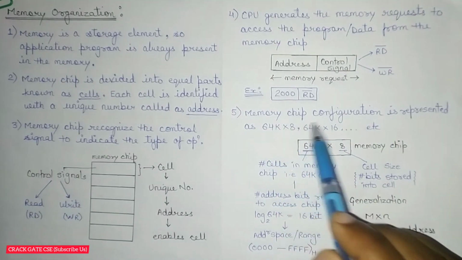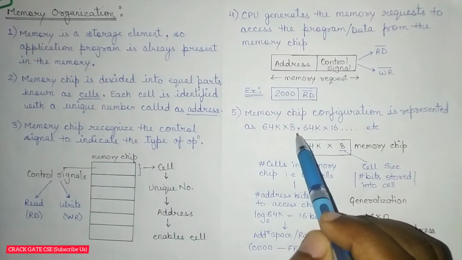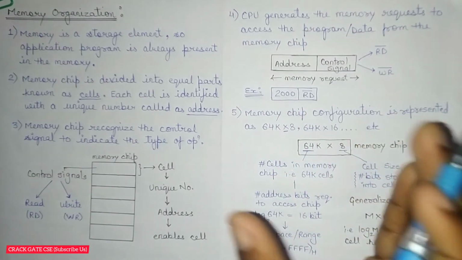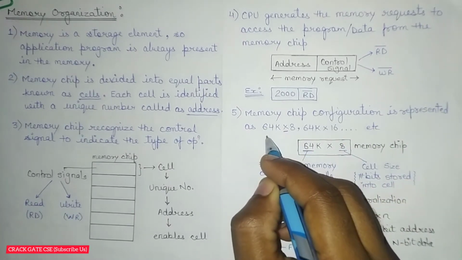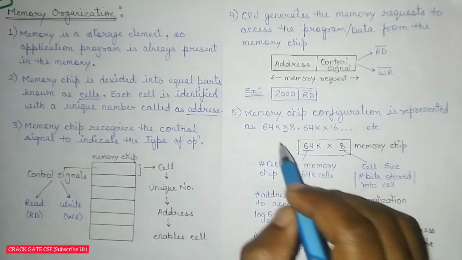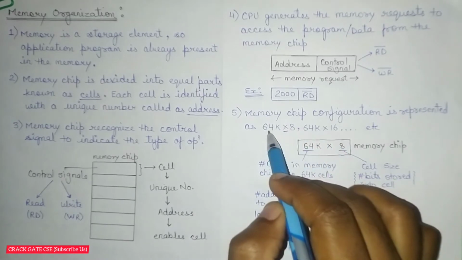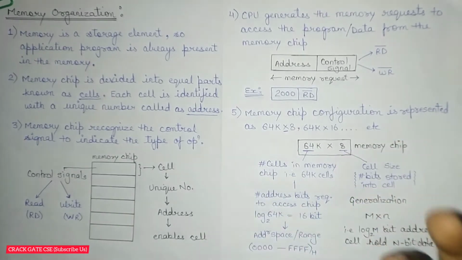Now the memory chip configuration is represented as 64K into 8. This multiplication shows the two divisions of the memory chip. First is the left-hand side, and the right one is the size of the cell. So what is the exact meaning of this representation? These values can be anything. This can be 128, 4, 5, anything, and this can be 8, 16, etc. So how can we represent that?